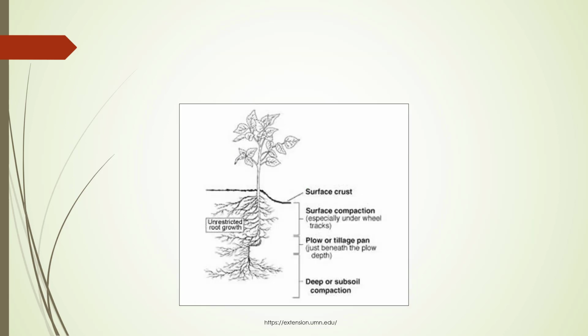And here's just what the roots are going to look like under the soil there. You've got your surface crust here. You've got surface compaction, especially under wheel tracks. You can see there's no roots growing on that one side. The plow or tillage pan just below the plow depth, and then deep soil compaction. All the roots are on the one side of the plant, so that's not going to be particularly healthy for the plant, either structurally or for taking up water and nutrients.